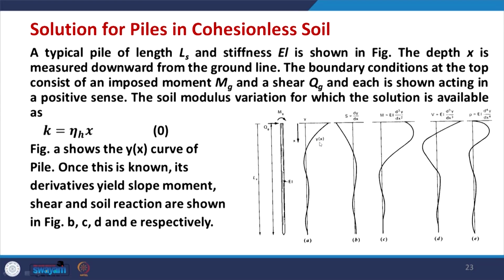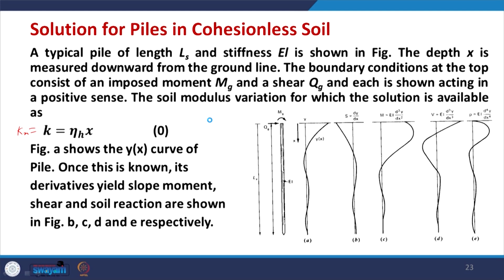Y of x means this deflection is a function of x, the depth. The slope is dy by dx, and once the slope is known, you can find the moment, which is EI d square y by dx square, then the shear force, and then finally the soil reaction. In this case, because we are discussing cohesionless soils, it is assumed that kx equals eta h into x. So, once you know the deflection, you can find the rest.